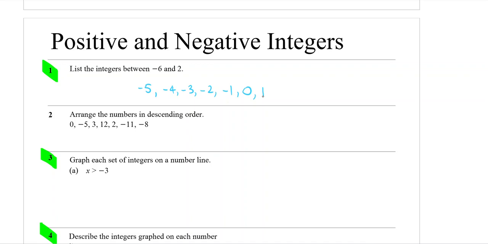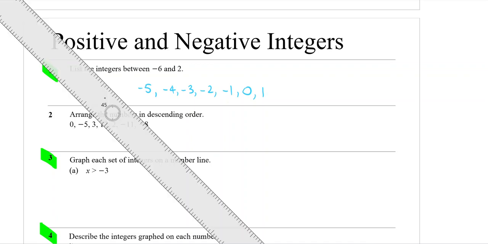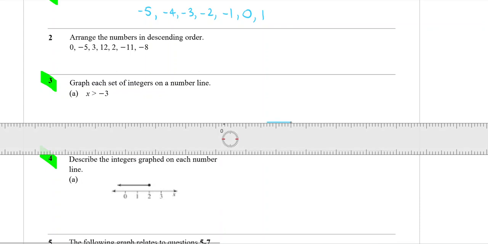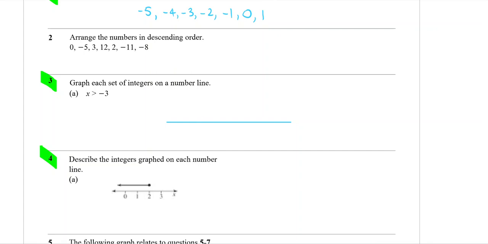Question 2, I was going to leave for you, arrange in descending order. Question 3, graph each set of integers on a number line. So a number line, you should be using a ruler for, and you want to show the numbers that are greater than -3. So you need a few spaces measured on here.